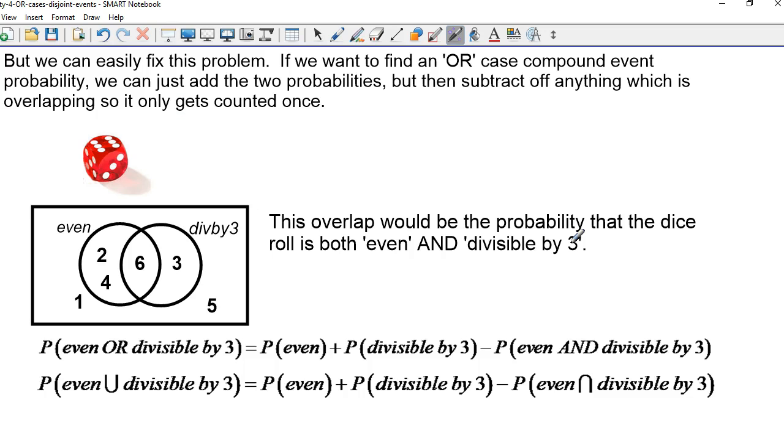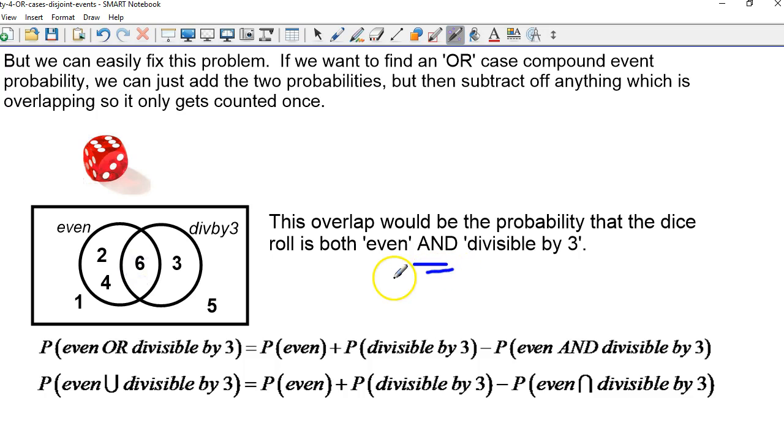The good news is it's easy to fix this problem. If we want to have an OR case compound event formula, we can just add the probabilities. We just have to remember to subtract off anything that's overlapping so that it doesn't get counted twice. Okay, so the overlap right here, this overlap of 6 here, really that's the probability that the dice roll is both even and divisible by 3. So the overlap is the intersection, which is the AND situation, right?